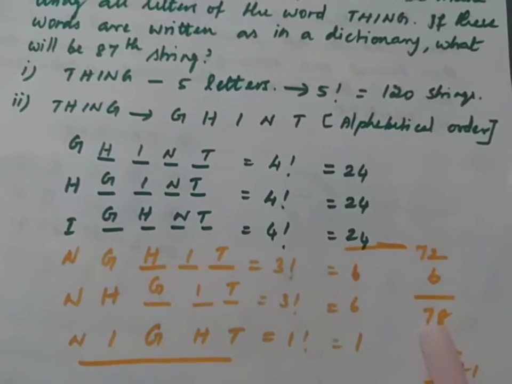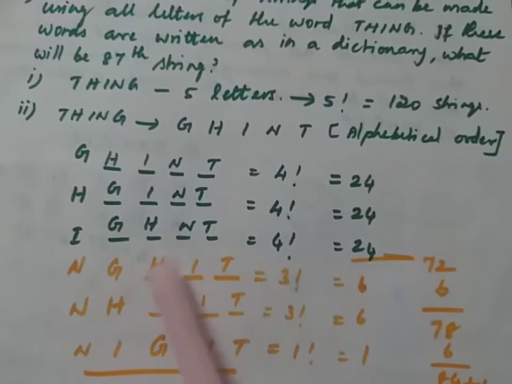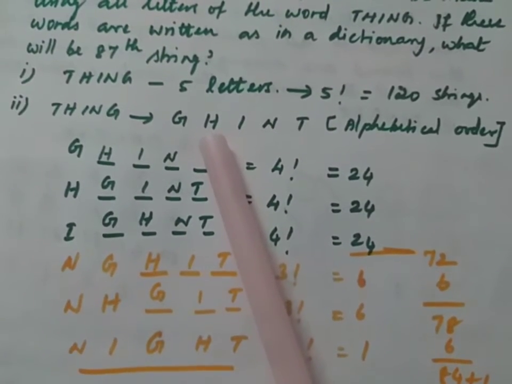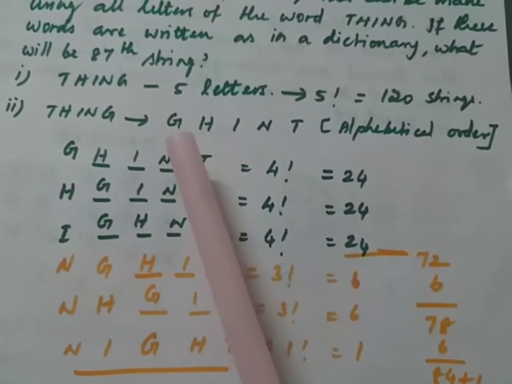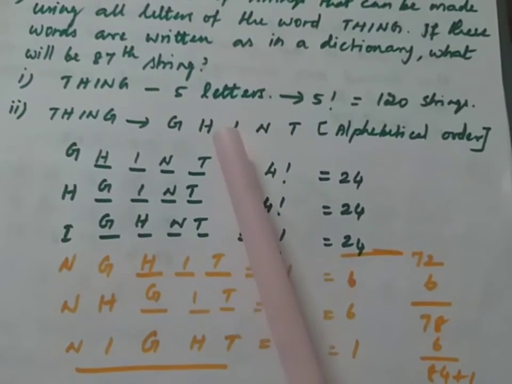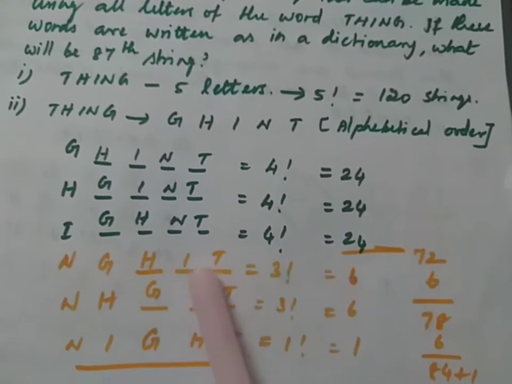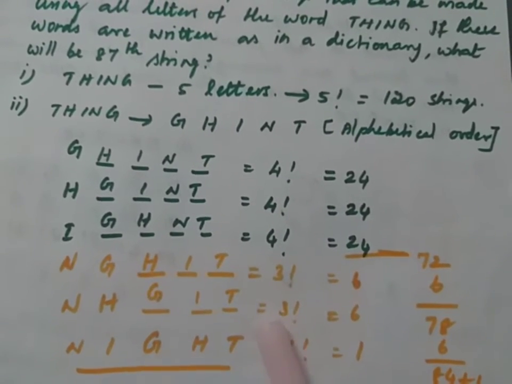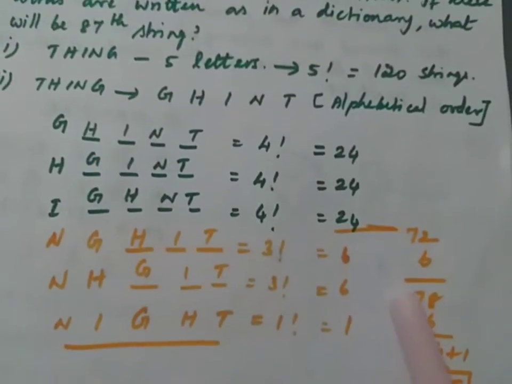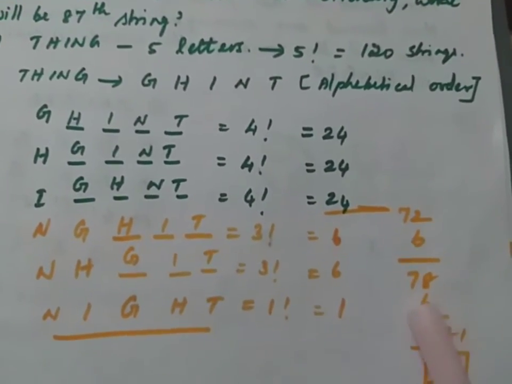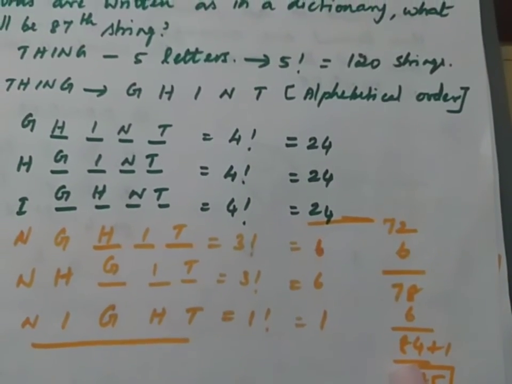So we can do one more thing also. Now keep this N as it is. After this G, what is the next letter? H. So put H here. Except this H, we have G I T. So put G I T. These 3 can be written in 3 factorial possible ways, so that is 6. Along with this 78, add 6 now. Now we have 84. Okay, so 84.